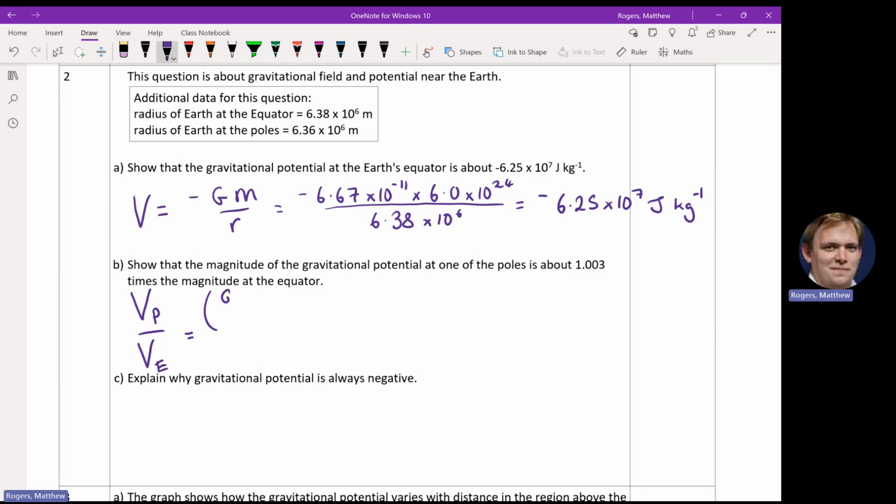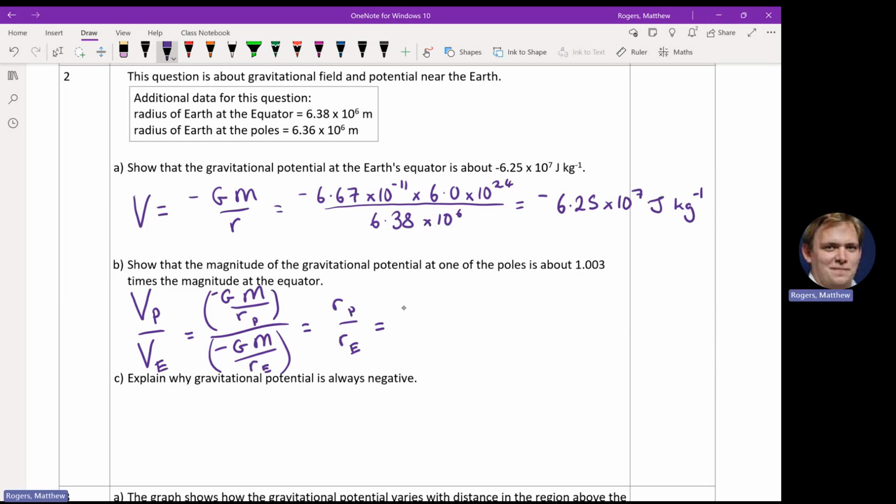On the top half, we've got minus GM over the radius at the pole. At the bottom, we've got minus GM over the radius at the equator. So here we can see that the G's and the M's are going to cancel out, as will the minus sign. We've got 1 over the radius of the pole over 1 over the radius at the equator. So if we correct our fractions here, we've got fractions over fractions. We should end up with the radius at the pole over the radius at the equator.